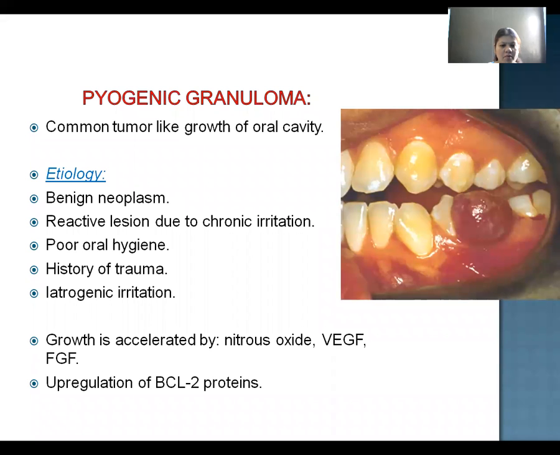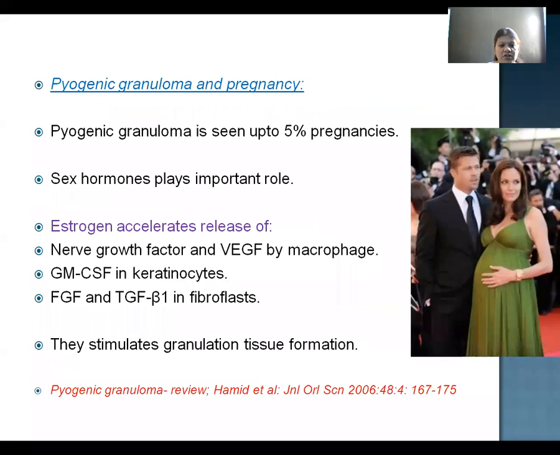Pyogenic granuloma, a common tumor-like growth of the oral cavity. Its etiology is a benign neoplasm, a reactive lesion due to chronic irritation, poor oral hygiene, history of trauma, or hormonal irritation. All these are the etiological factors. The growth is accelerated by nitric oxide, VEGF, FGF, and pyogenic granuloma is seen in up to 5% of pregnancies. So the hormones may play an important role.